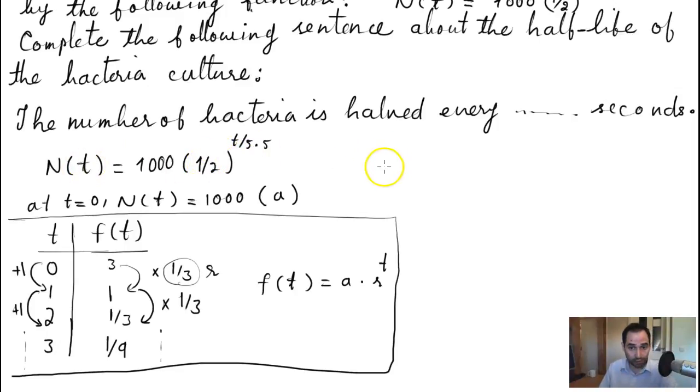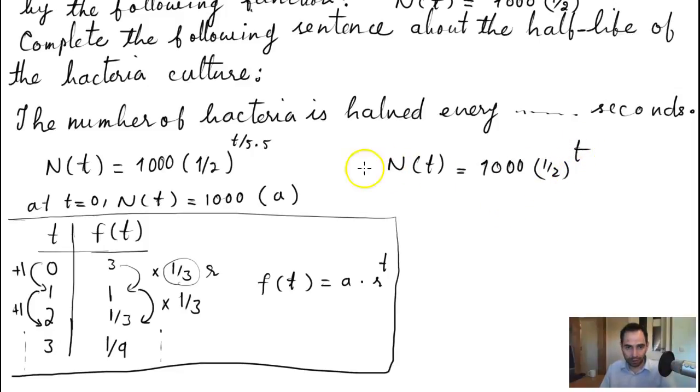If this function was in the form n of t is equal to 1000 times 1/2 raised to the power t, then you would say that every second, because t is in seconds, the number of bacteria is halved. With t equal to 1, you have half raised to the power 1, so half is multiplied by the output of the function. When t becomes 2, it is half raised to the power 2, so it becomes 1000 times half times half. When t becomes 3, it becomes 1000 times 1/2 times 1/2 times 1/2, and so on and so forth.